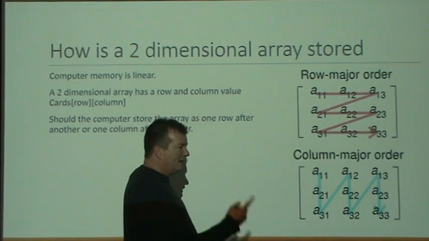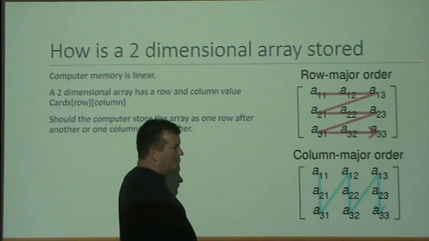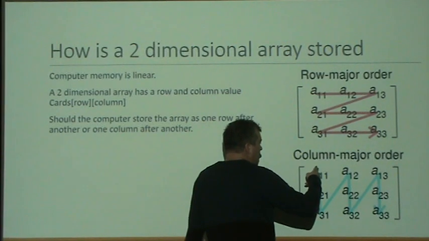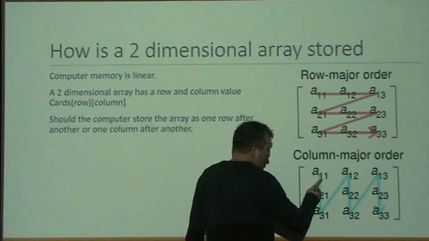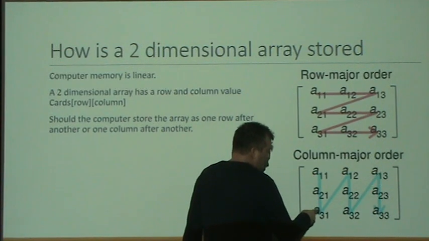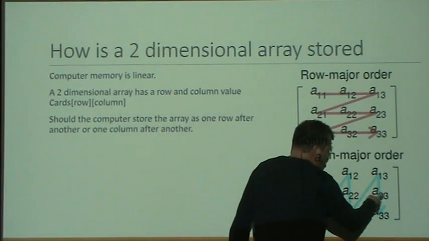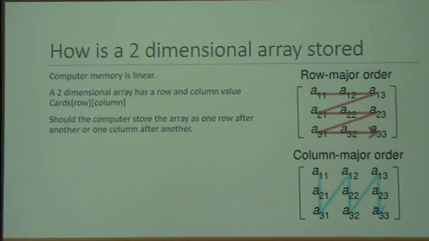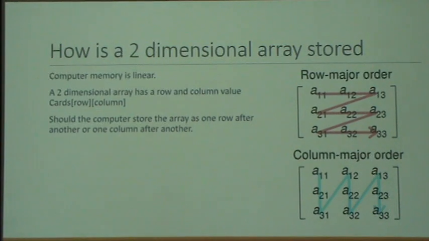So this would be like in the last example, if we did the suits all together, put all the spades together. So we could go down the columns first, and then the row number is changing. So we store this one first, this one second, this one third, this one fourth, this one fifth, this one sixth, this one seventh, this one eighth, this one ninth. Okay, so that's row major order and column major order.